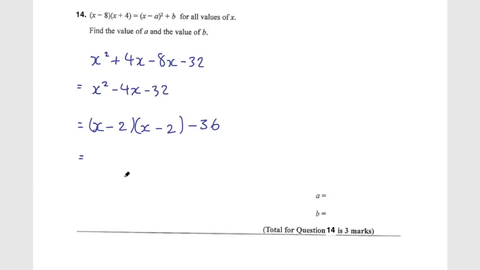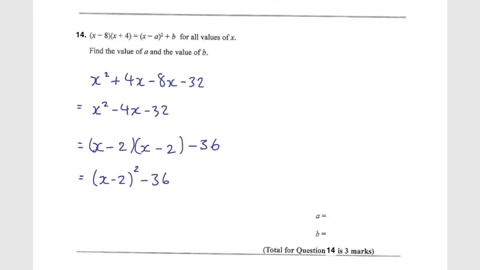Okay, so the whole point is to now have two identical brackets which I can write as squared brackets, so x minus 2 squared minus 36, and then we have our a and b terms. So a in this case is 2 and b is negative 36.